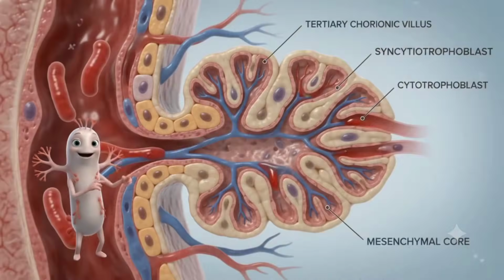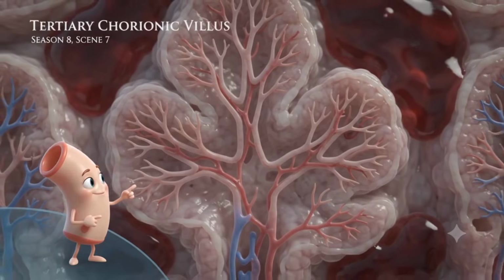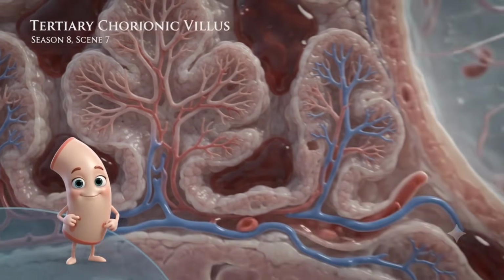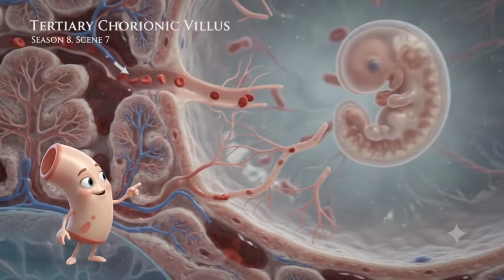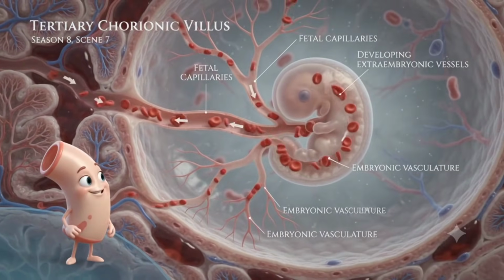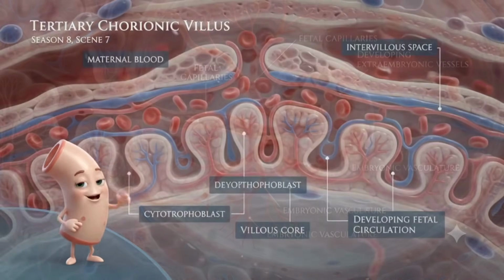Maternal blood remains, and the villi continue to vascularize. The tiny vessels inside the chorionic villi are now becoming part of a connected fetal circulatory pathway. This establishes an early pathway for fetal blood.